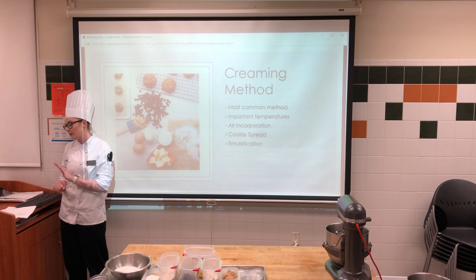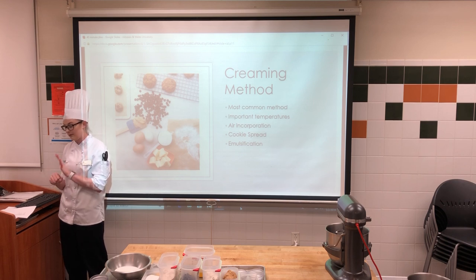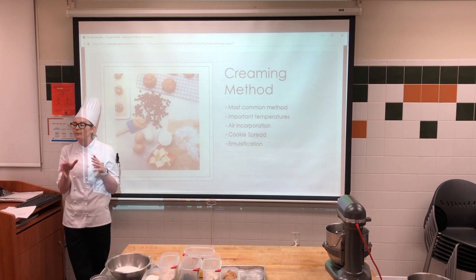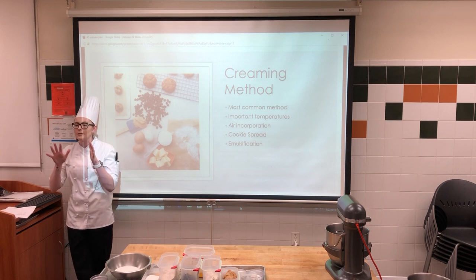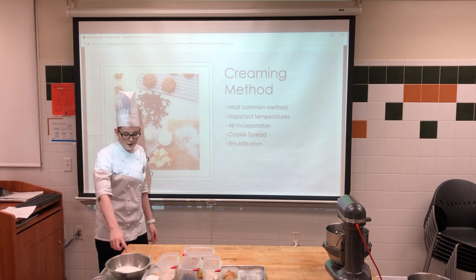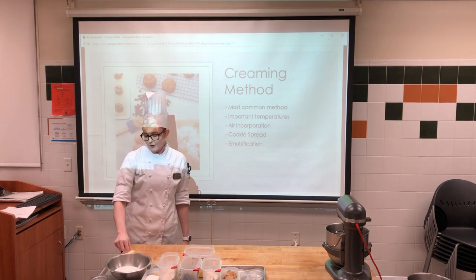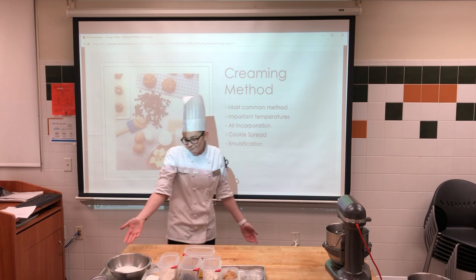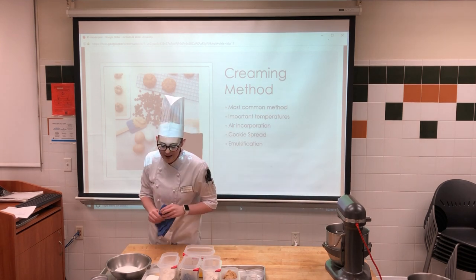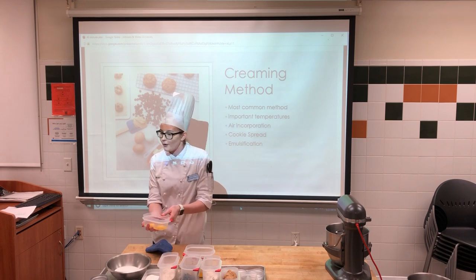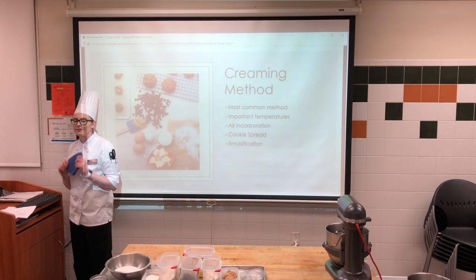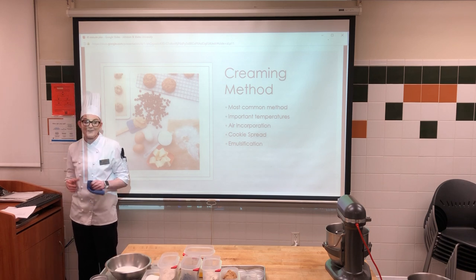Temperature is one of the most important things when you are creaming anything. So you want to make sure all of your ingredients are at room temperature or ambient temperature, whatever feels room temperature for you. Like this butter has been sitting out for a while, I can stick my finger in it and it's room temperature. The eggs also, I'm not going to stick my finger in the eggs, but they're also room temperature, they're not cold. This aids in what I like to call the circle of life of the creaming method.